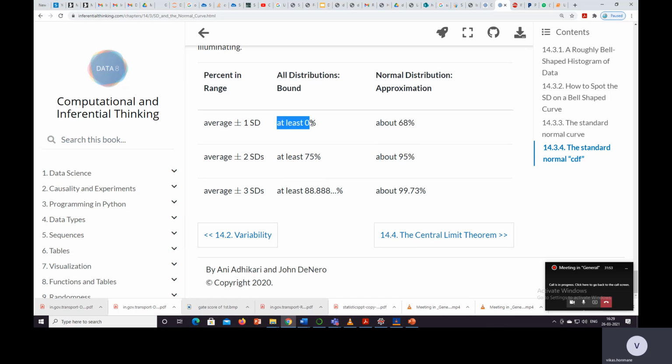For all distributions, plus minus 1 SD is at least 0%, for two standard deviations at least 75%, and for three standard deviations at least 88.88%. But for a normal distribution we have 99.73%. So this is about the standard normal curve.